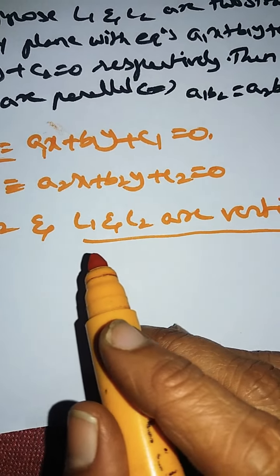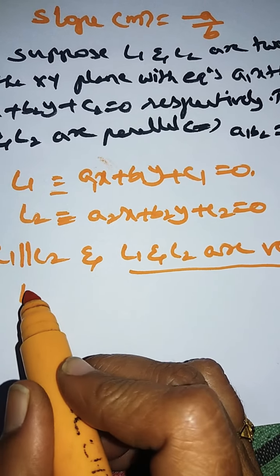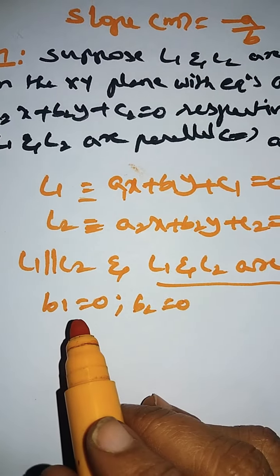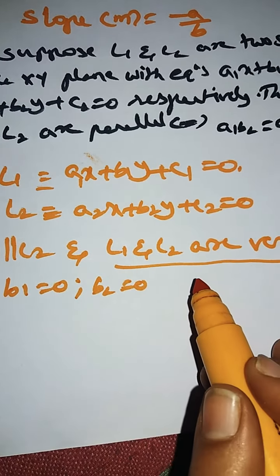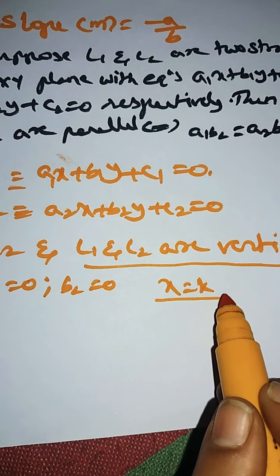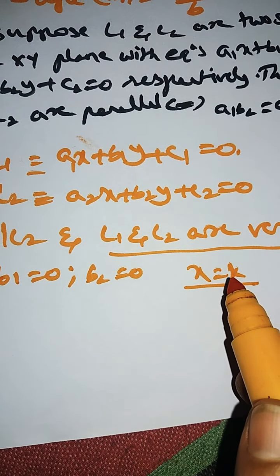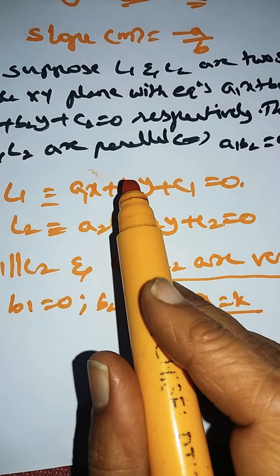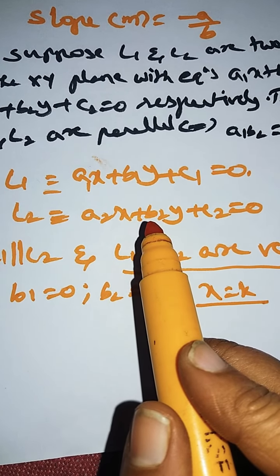So what happened here? If both are vertical lines, we have b1 = 0 and b2 = 0. Why? Because vertical lines are of the form x = k. I already explained this concept in the previous class. The form x = k means the y coefficient is 0. So in the two lines I am taking the y coefficients b1 = 0, b2 = 0.